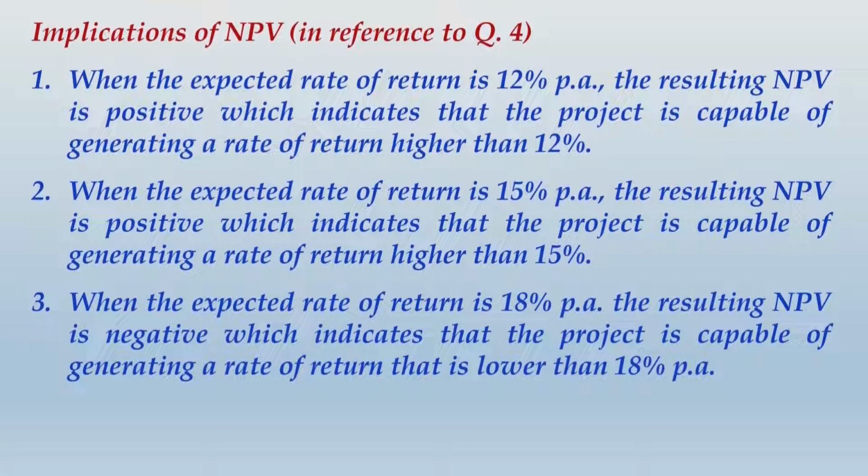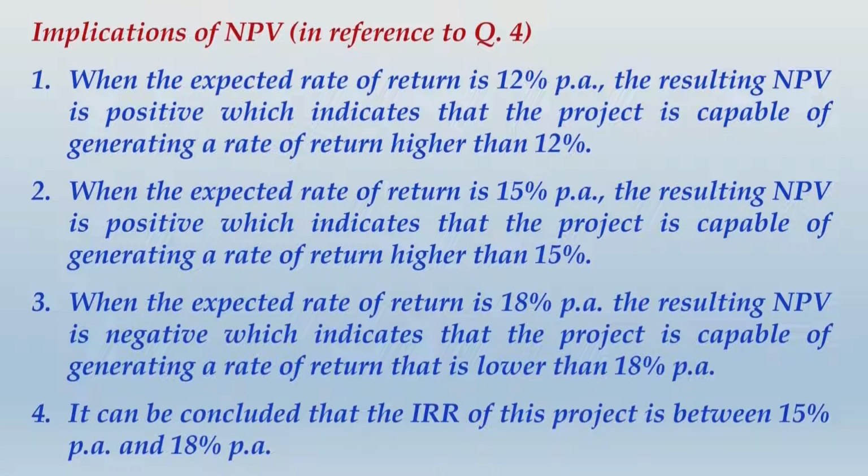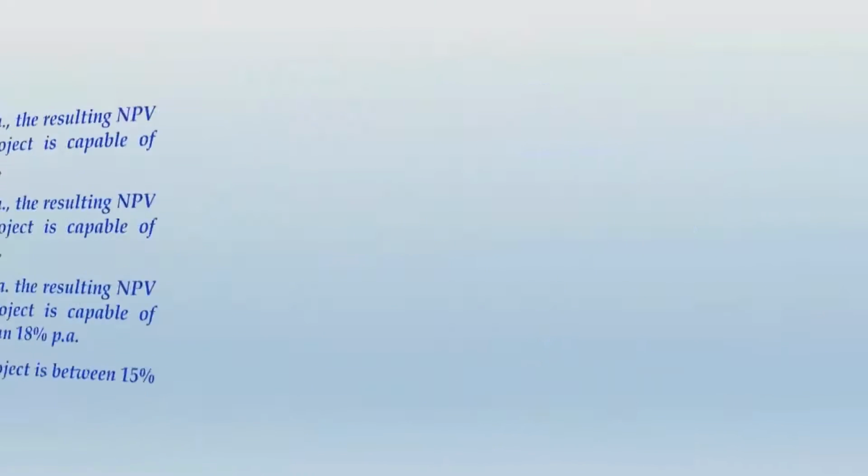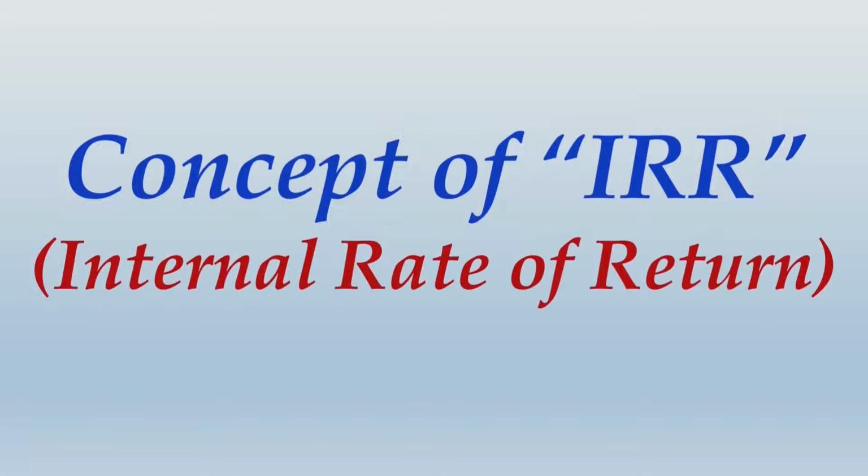When the expected rate of return is 18% per annum, the resulting NPV is negative, which indicates that the project is capable of generating a rate of return that is lower than 18% per annum. And we have concluded one more point. It can be concluded that the IRR, that is the internal rate of return of this project, is between 15% per annum and 18% per annum. Let us move ahead and discuss the next concept, that is the concept of IRR, what we call the internal rate of return.